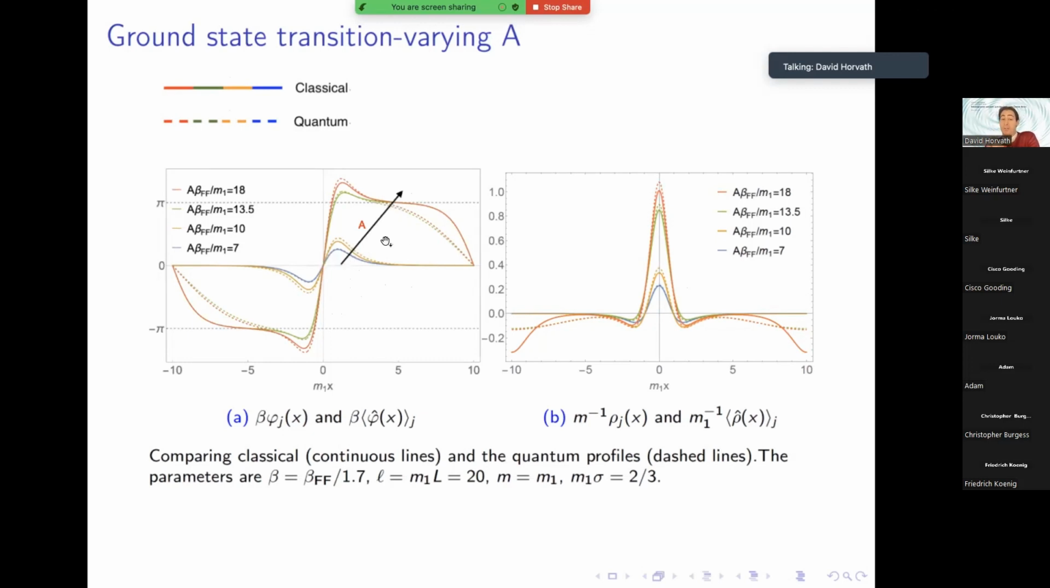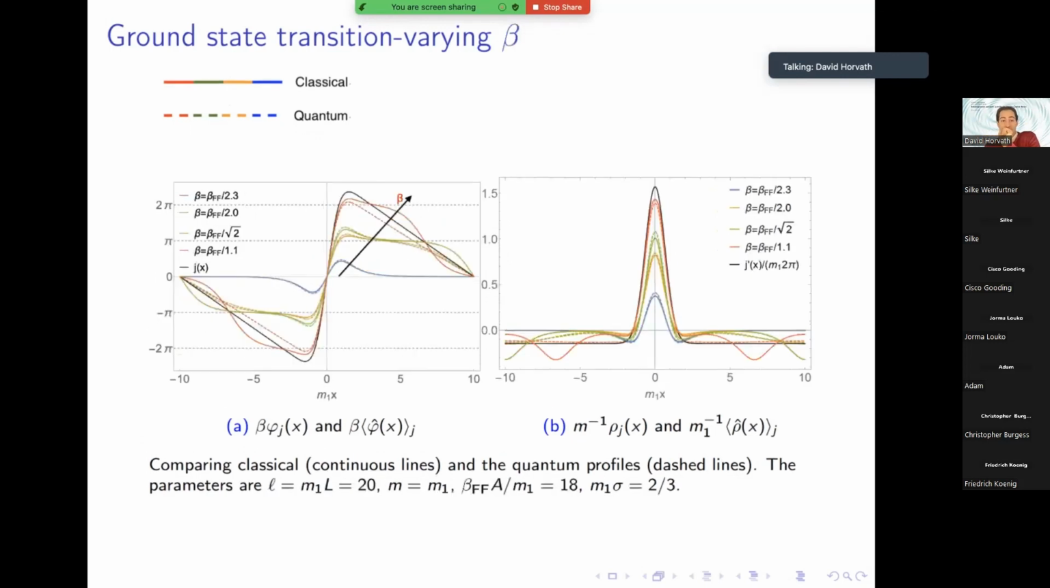This is the most important observation, but we can make some other observations as well, namely that below this transition, the quantum and the classical profiles, the quantum ones shown by dashed lines and the classical ones by continuous lines, are very close to each other. Above the transition, they also have similarities, but there are also some differences, namely that the classical profiles develop extended plateaus, but these plateaus are absent in the quantum case. So these are our observations in this case.